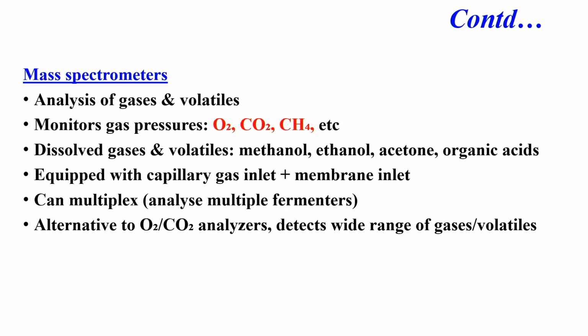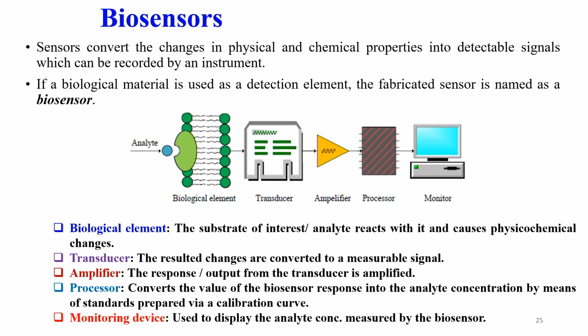Another device is the mass spectrometer, which is particularly applied for the analysis of gas and other volatiles. They can monitor compounds like oxygen, carbon dioxide and methane. This equipment is equipped with a capillary gas inlet and membrane inlet, and once the sample is injected inside this mass spectrometer, they detect the mass of the sample. Further, for biological parameters, biosensors are used.